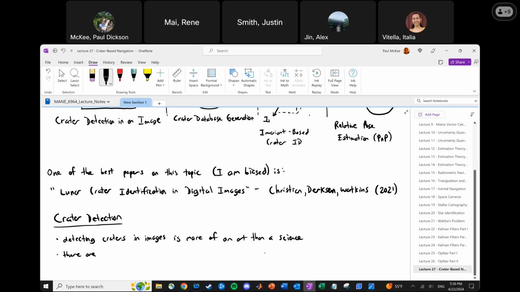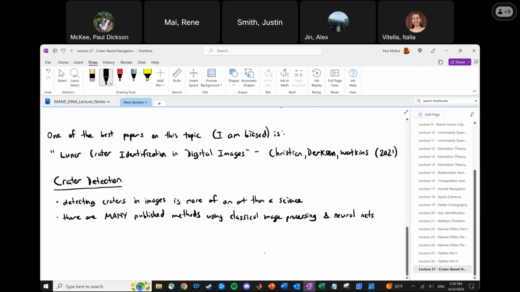There are many, capital, all caps, many published methods using both classical image processing techniques as well as machine learning and neural nets. And again, this is an area of active research.